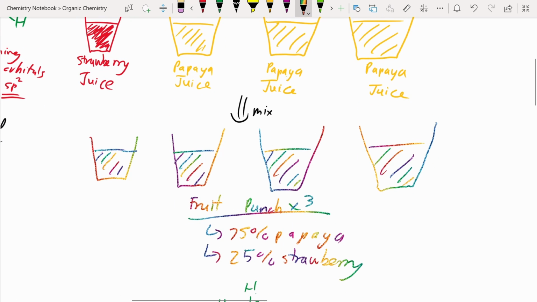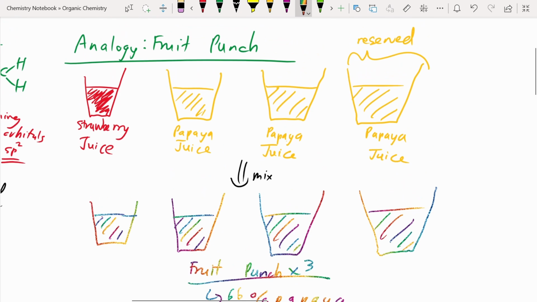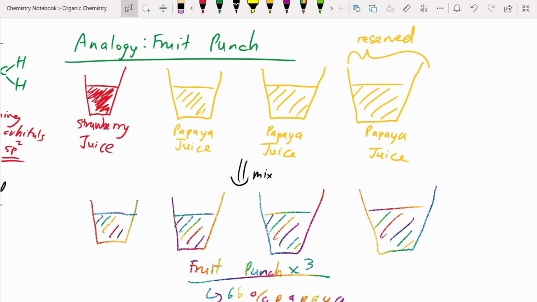However, it will now contain 66% papaya and 33% strawberry. And then this papaya juice is just reserved for your allergic friend. So it will be in a sense unhybridized.